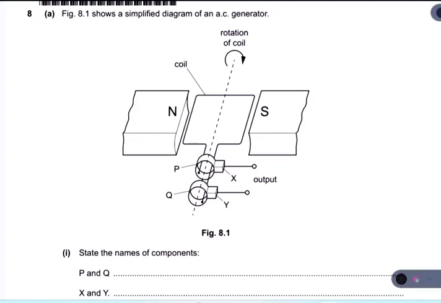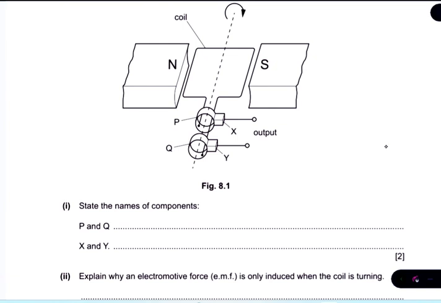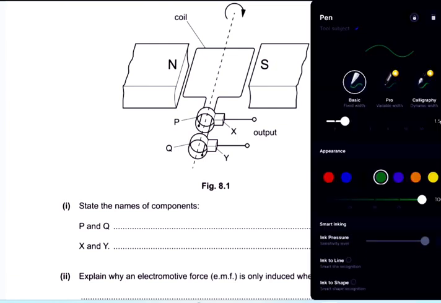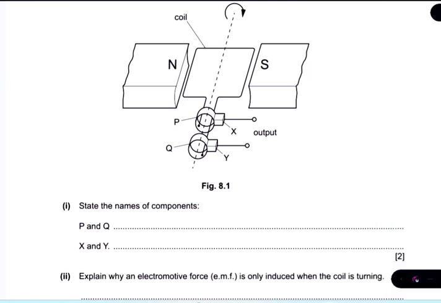Right, Fig 8.1 shows a simplified diagram of an alternating current generator. State the names of the components PQ and XY. P and Q are slip rings. We call them slip rings. X and Y, those are carbon brushes. Carbon brushes.